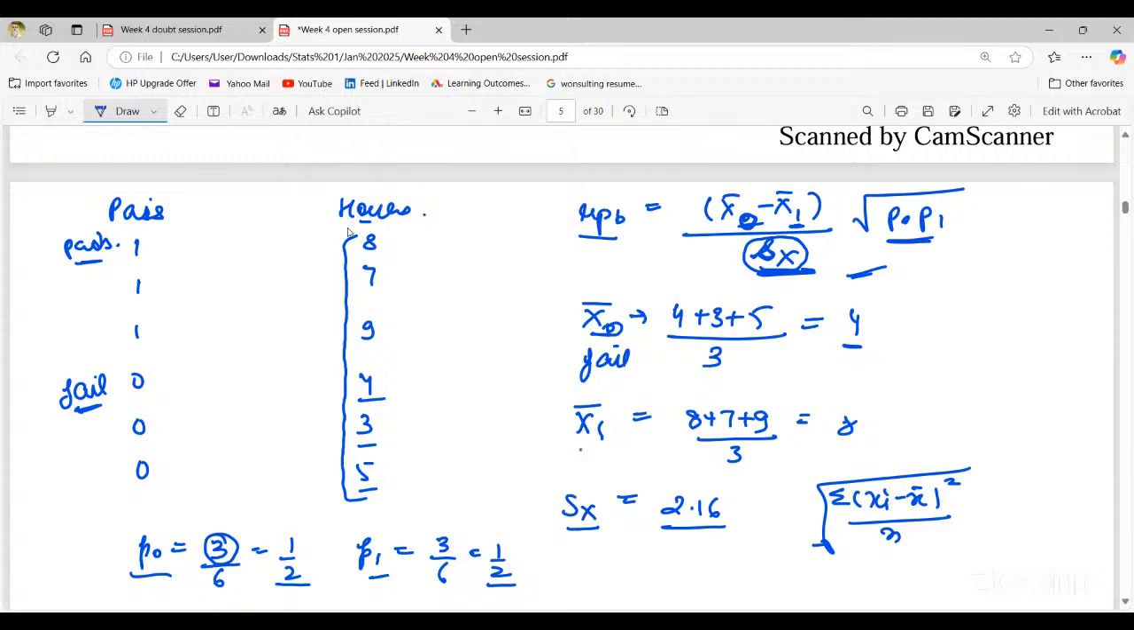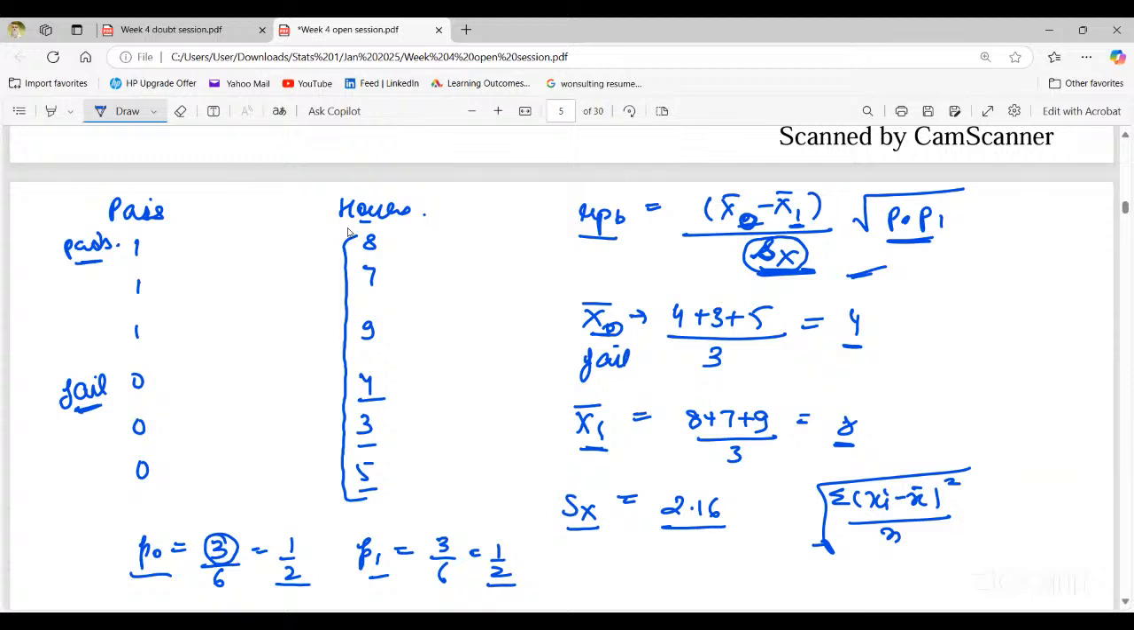Similarly, x bar 1 is the mean of the students who passed, so that's 8. And the standard deviation of x is simply the standard deviation of these values, which you can calculate: the square root of the summation of (xi minus x bar) squared divided by n.